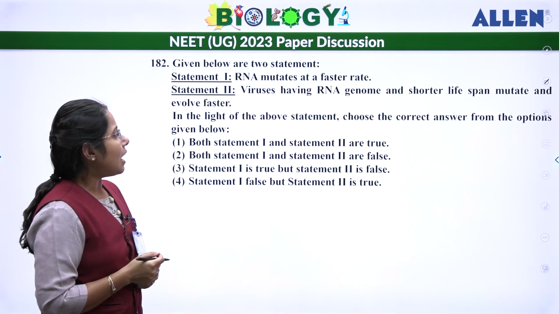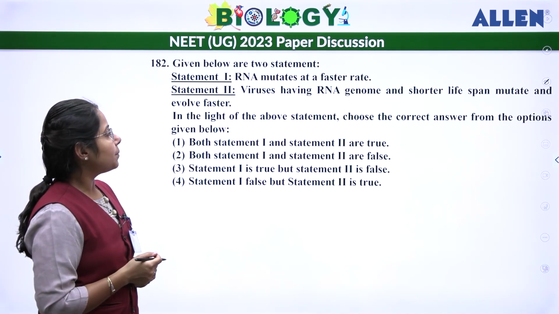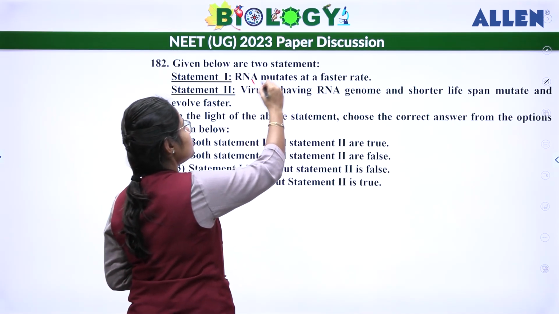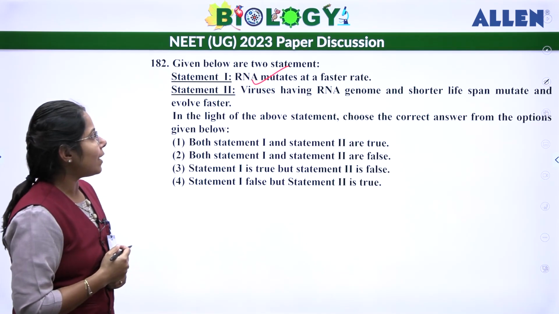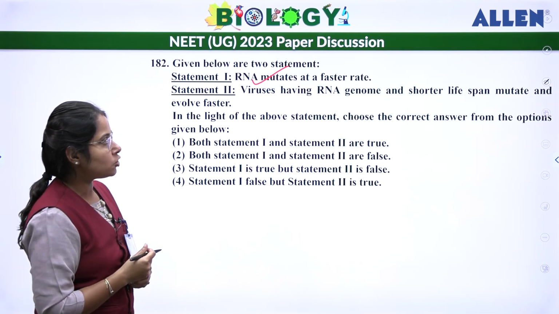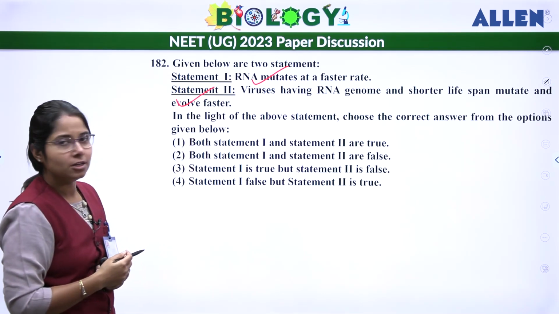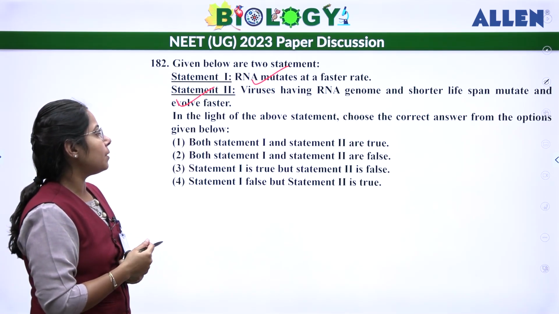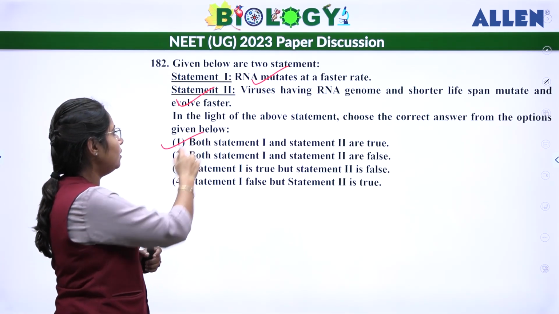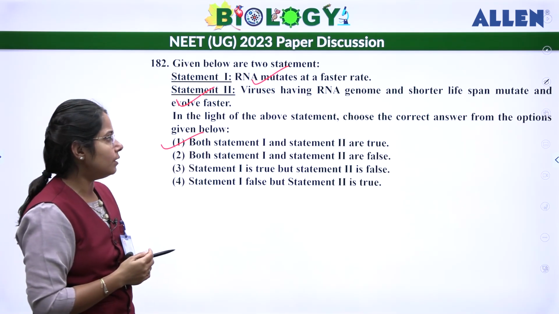Next, RNA mutates at a faster rate, which is true. Statement 2, viruses having RNA genome and a shorter lifespan mutate and evolve faster, which will also be true. So both statement 1 and 2 are correct.